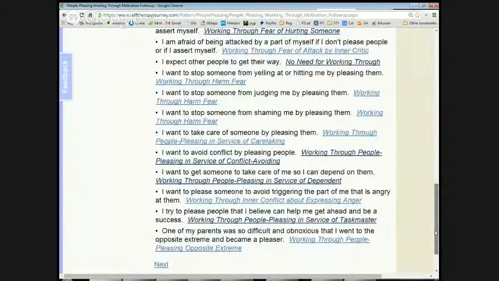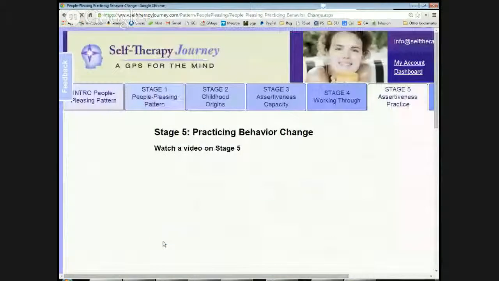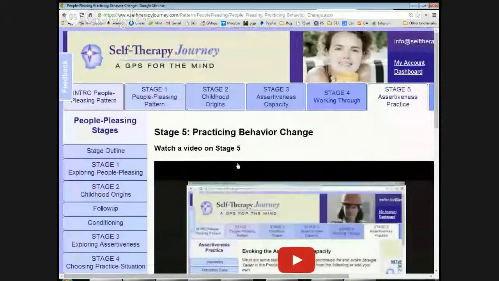So that's basically stage 4. Yeah, when you're finished with that, you move on to stage 5. And then there are a couple other pages that I didn't show you where if you have difficulty coming up with, maybe I should show them to you.